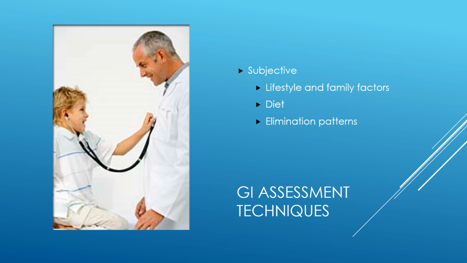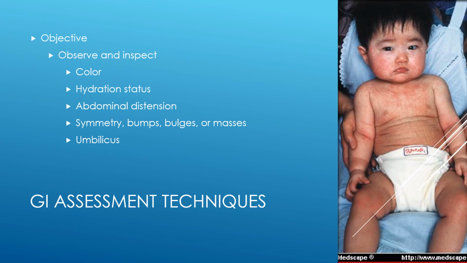And then we also want to talk about elimination patterns. What's their intake versus their output? Do they have encopresis or constipation? And that's just going to get you really started with that. And then we're going to collect the objective data. That's the next step, being mindful of least invasive to most invasive. Again, that is really important with our abdominal assessment.